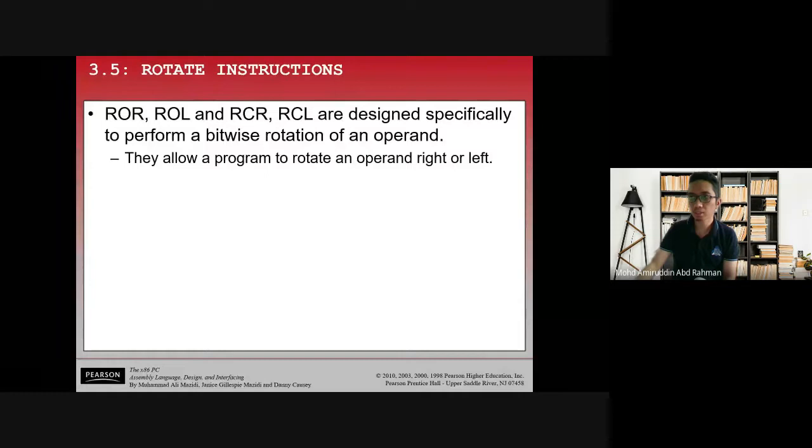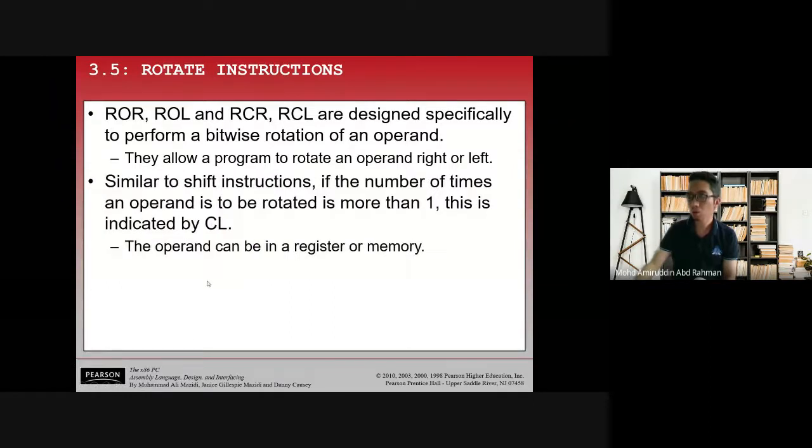Okay, so that is the command for the rotate instruction. You have ROR, ROL, RCR, and RCL. Rotate is similar to the shift instruction. If the number of times the operand is to be rotated is more than one, this is indicated by the CL register.